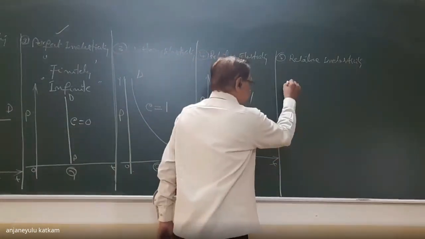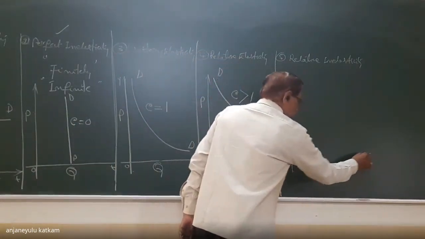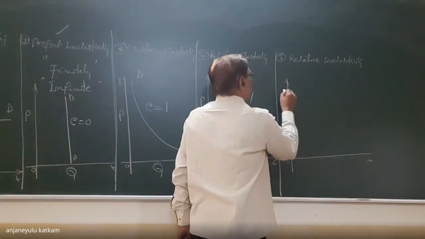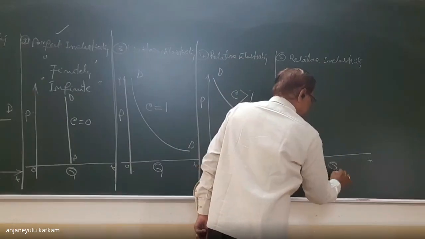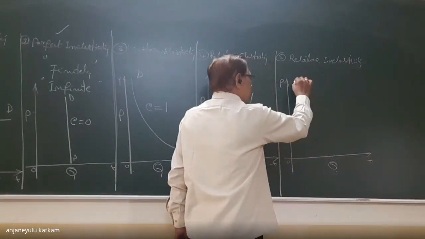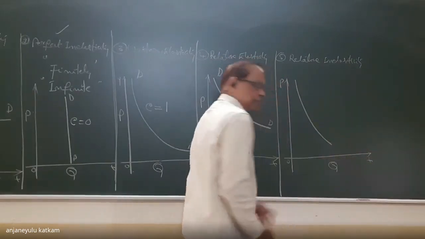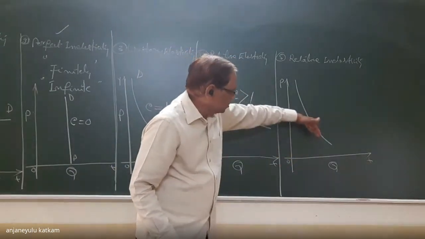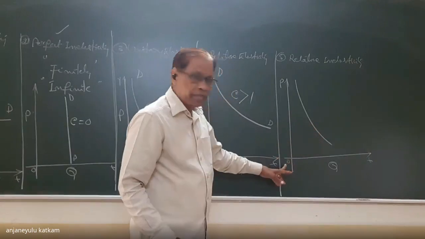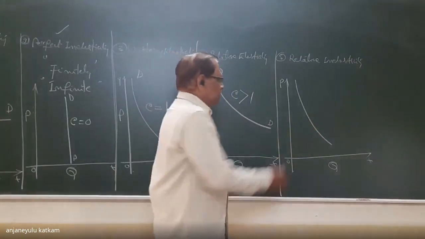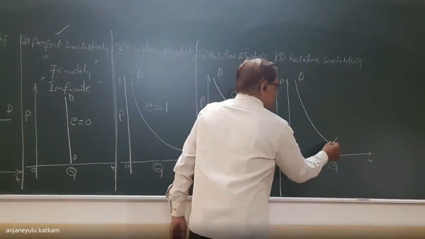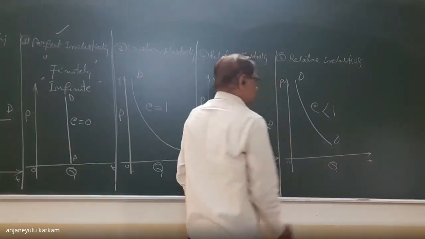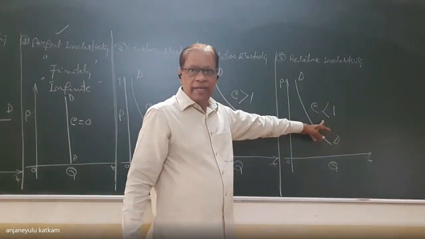The demand curve for this one will be near to the point of origin, like this. It is near to the y-axis, also near to the x-axis, and near to the point of origin, or 0. It is less than 1. Elasticity of demand is less than 1.